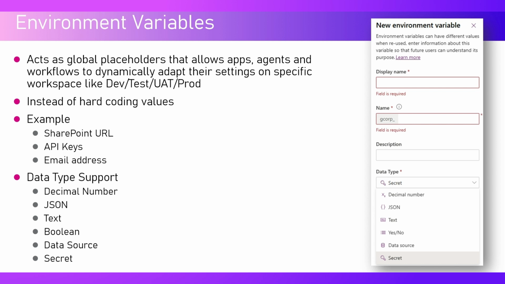Environment variables can be of different types, like decimal number, JSON, text, yes/no, data source, and secret. In this video, I'm going to explore how to use the secret variable. Secret variables are used when you want to pass on confidential or sensitive information, like the server name, the server IP address, or the server credentials. Instead of storing those directly as text in an environment variable, there is a way through which you can store it as a secret.